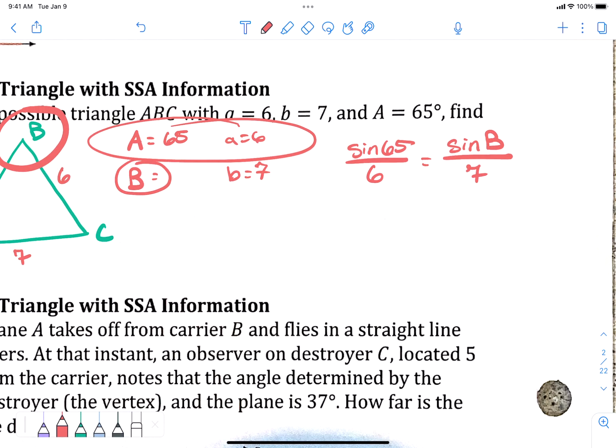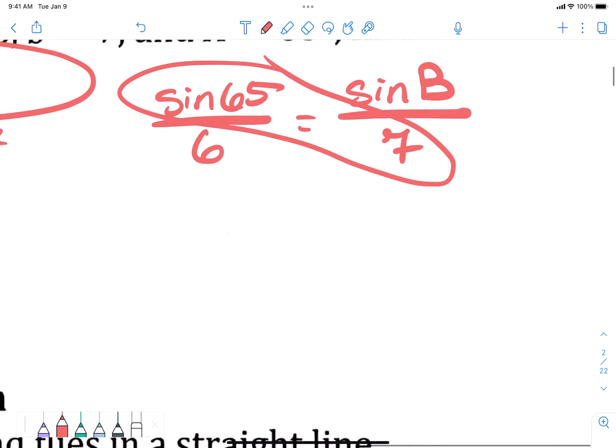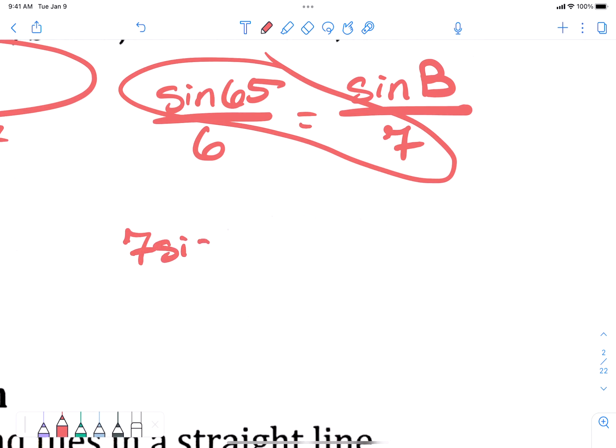Now here's the deal. We're solving for an angle. We're gonna have to inverse or arc it, but we're still gonna have to cross multiply. So we have 7 sine of 65 equals 6 times sine of B.